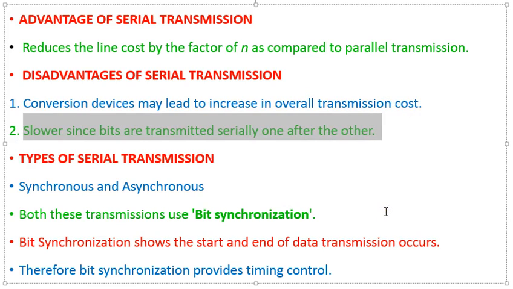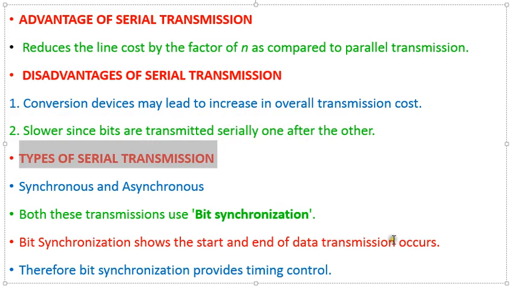And also another disadvantage is the fact that it is very slow compared to the parallel. The reason is simply because we transmit the bits one after the other. This first bit must be transmitted, followed by the next one. It will take a longer time before you transmit all the bits. Therefore, these two are the disadvantages of the serial mode of transmission.